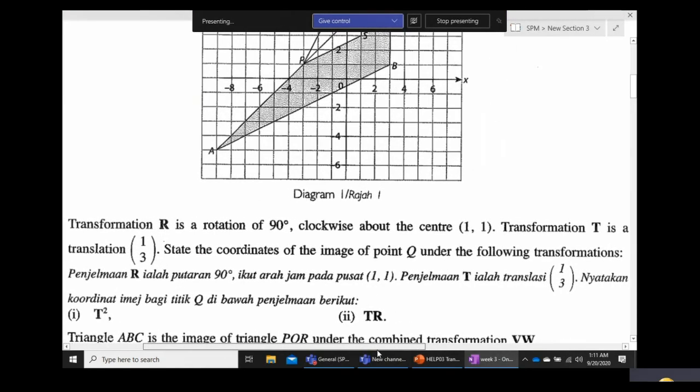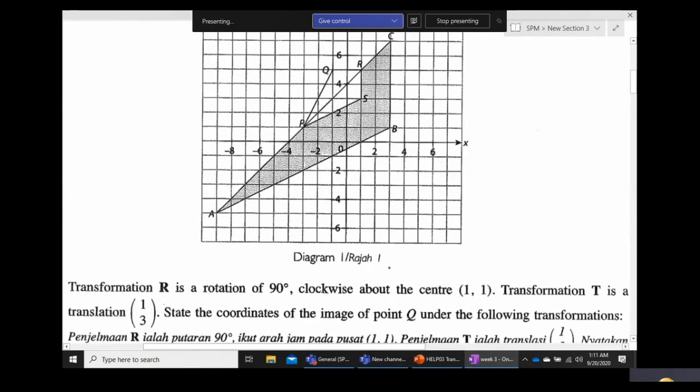Transformation T. Okay, you see, normally rotation they use R, translation they use T, and what else? Reflection they use P. Okay, but it depends on the question. Okay, translation T is 1, 3. 1, 3 means 1 right, 3 up. Okay, now state the coordinate of the image of point Q. Where are you, Q? Okay, Q is here.